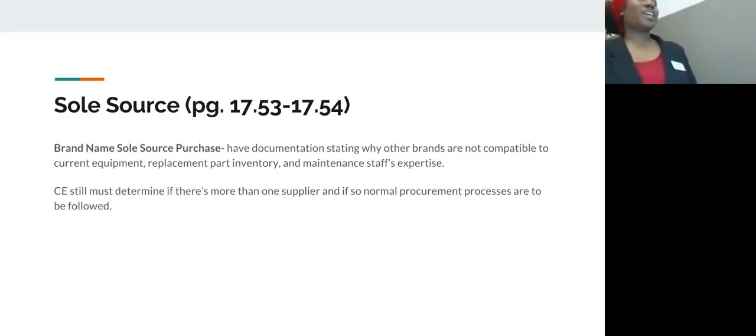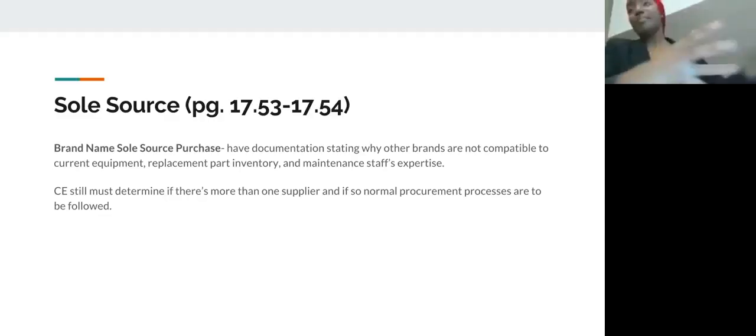From this standpoint, this really means communicating with TDA to determine, okay, is this sole source? This is my situation. This is what's happening. This is what's going on. And it's one of those gray areas, quite frankly, where you may or may not be able to get certain companies for whatever reason.